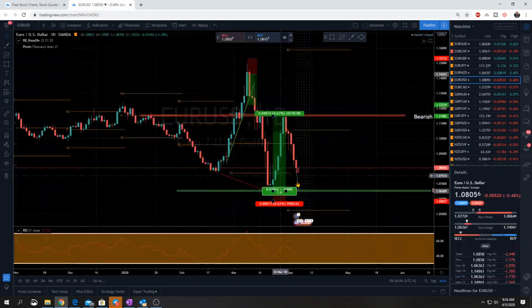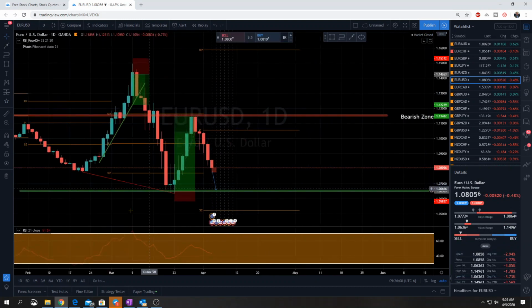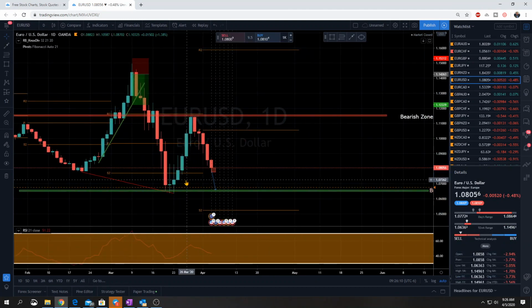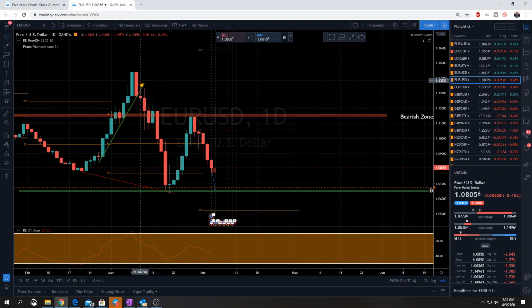Euro US dollar, you can see, let's get rid of these old trades. I have my alert down here. I think we're going to continue. Let me get rid of this box. I think we're going to continue this downside probably all the way down to this level, and then I want to be a buyer.